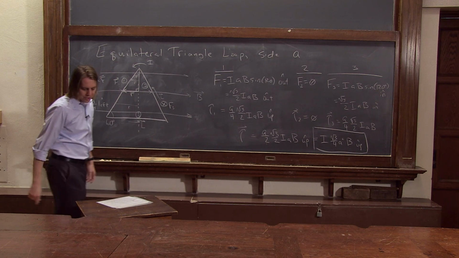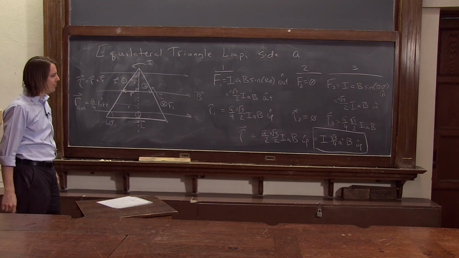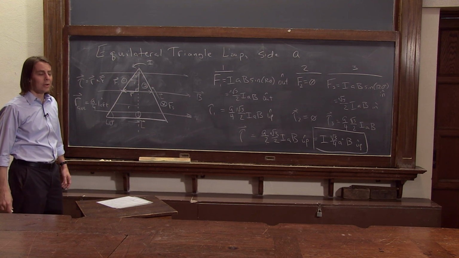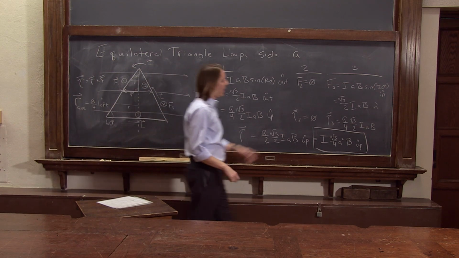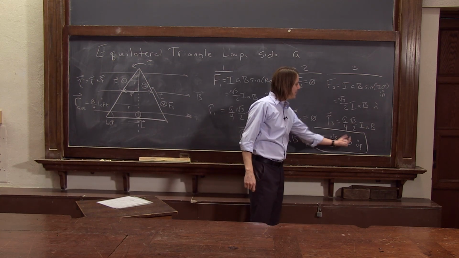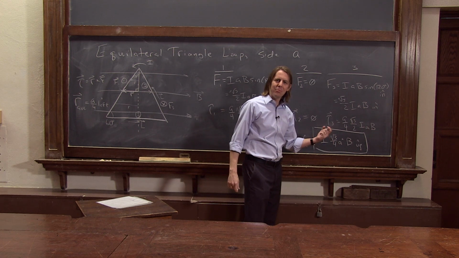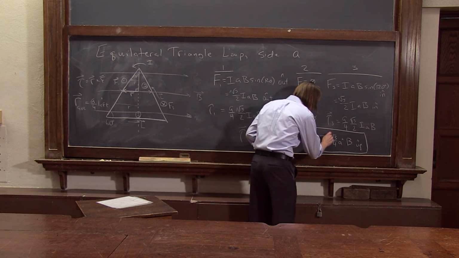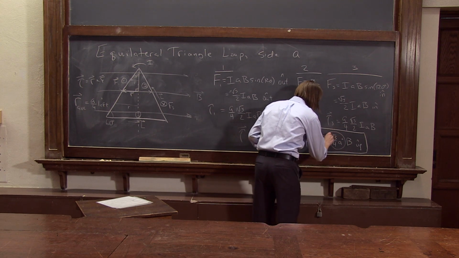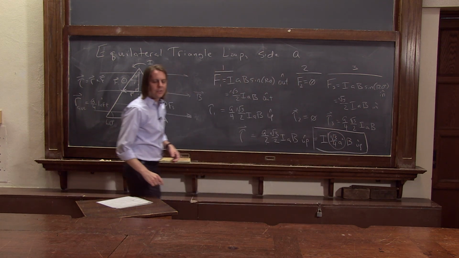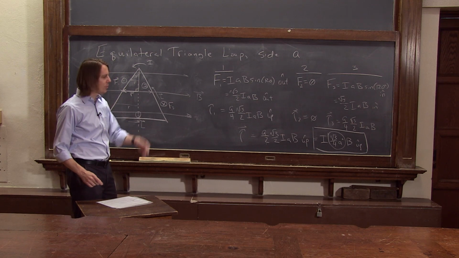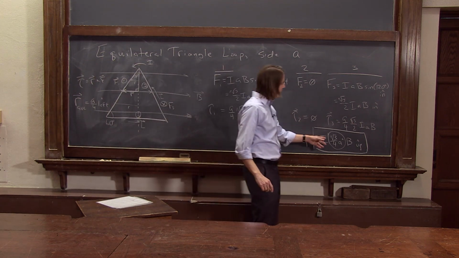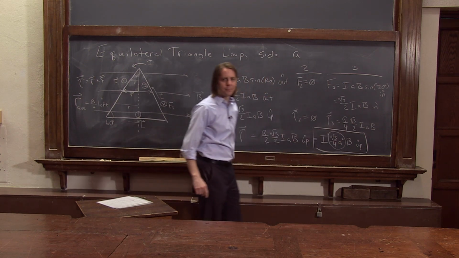That looked like a lot of work to get something not so exciting. But let's realize a connection with the square. The square was I little a little b big B, right? And we said, hey, little a little b is the area. Interesting. Well, guess what the area of an equilateral triangle is? It's the square root of 3 over 4 a squared. So when we did the triangle, we also got the same thing. It's the current times the area times the B field.